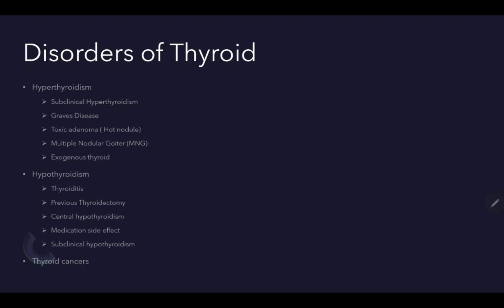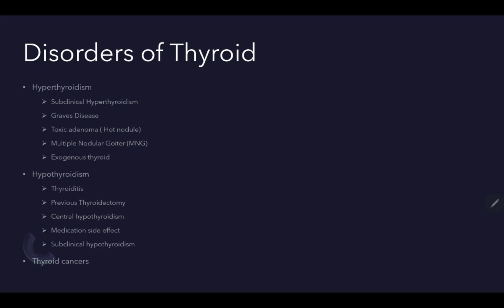That's also a common disorder. Toxic adenoma, which is a benign tumor in the gland secreting T4 and T3. We're going to talk about this one also. Multiple nodular goiter is the same as the first one, just multiple adenomas. And exogenous thyroid hormone, in people who are taking thyroid hormone either as a replacement or as a medication trying to lose weight. So that's also important, always check if they are taking thyroid or not.